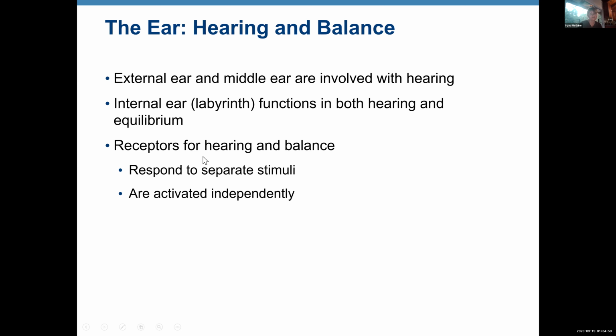So there is a receptor for hearing and a receptor for balance, or equilibrium. They respond to separate stimuli and they are activated independently.